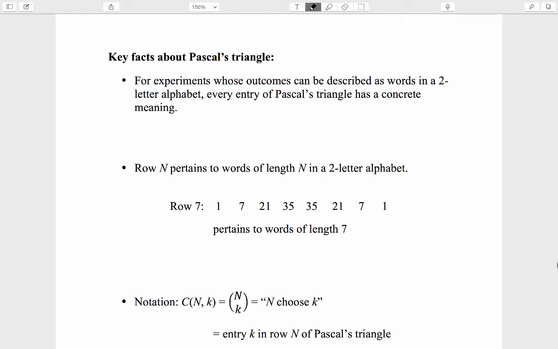Let's gather up some key facts about Pascal's triangle. For experiments whose outcomes can be described as words in a 2-letter alphabet, every entry of Pascal's triangle has a concrete meaning. It is counting the number of outcomes in a certain event. Whatever positive integer n is, row n pertains to words of length n in a 2-letter alphabet. For example, row 7 pertains to words of length 7 in a 2-letter alphabet. These numbers are counting how many words there are of each type.